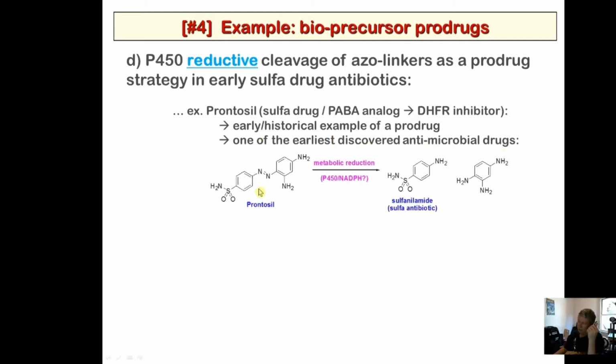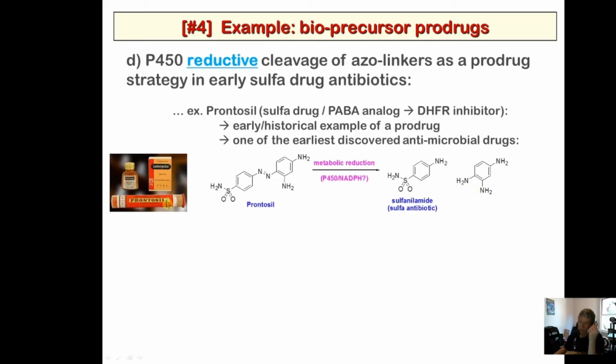Okay, so the idea is that here's an azo linkage. This would be reduced, and I'm imagining it's P450 NADPH. I'm not 100% sure about that. That generates the PABA analog. This is called sulfanilamide. It's a sulfa antibiotic, and then triaminobenzene. This was, I think, discovered in the 30s or something like that.